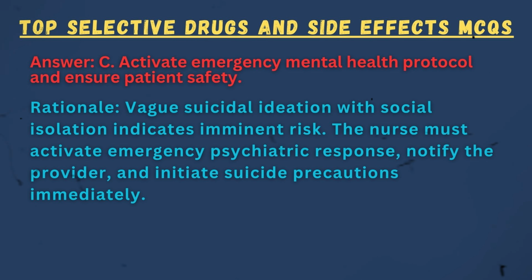Answer. C. Activate emergency mental health protocol and ensure patient safety. Rationale. Vague suicidal ideation with social isolation indicates imminent risk. The nurse must activate emergency psychiatric response, notify the provider, and initiate suicide precautions immediately.